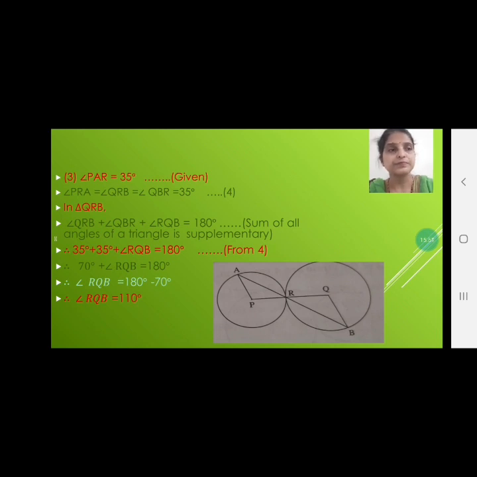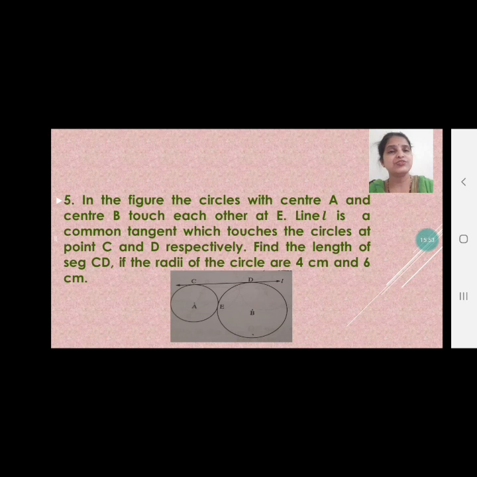Okay, very interesting problem. In the figure, the circles with center A and center B touch each other at point E. A common tangent touches circle A at point C and the circle with center B at point D. The radius of the circle with center A is 4 cm and of the circle with center B is 6 cm. We have to find out the length of segment CD.